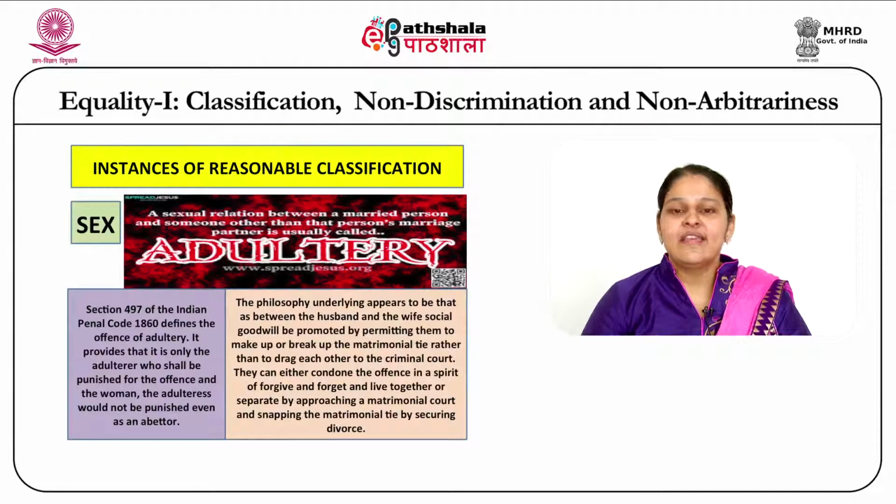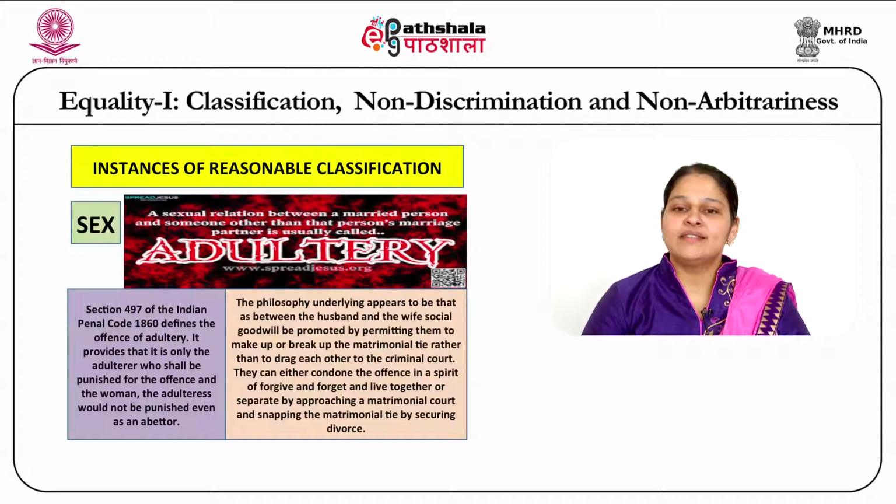The first instance is classification on the basis of sex. Section 497 of Indian Penal Code 1860 defines the offence of adultery. It provides that it is only the adulterer who shall be punished for the offence, and the woman, the adulteress, would not be punished even as an abettor. Section 198 subsection 2 of Criminal Procedure Code 1974 gives the right to prosecute the adulterer to the husband of the adulteress and not to the wife of the adulterer.